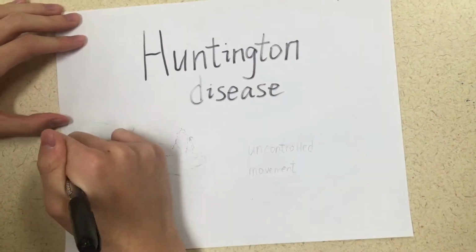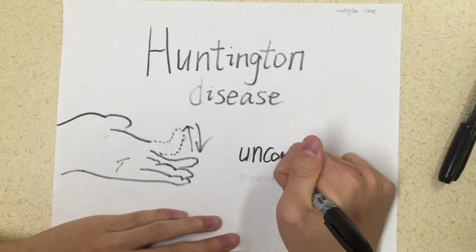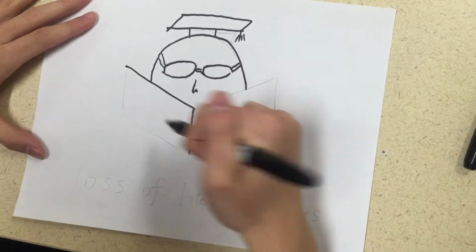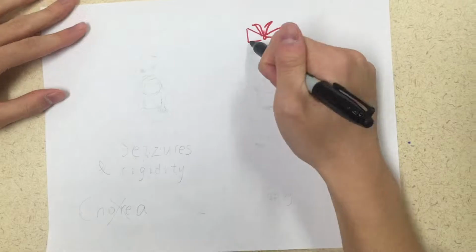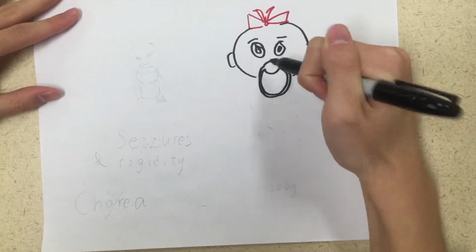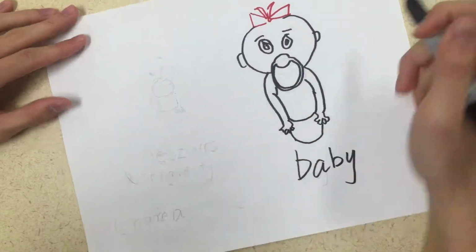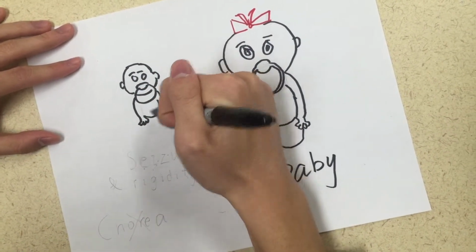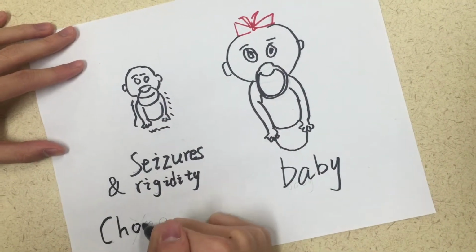Huntington's disease is a hereditary neurodegenerative disorder involving cell death in the caudate nucleus. This results in uncontrolled movements, loss of intellectual abilities, and emotional disturbances. Symptoms usually present themselves in a patient's early 30s, but may start at an earlier age, which is then known as juvenile Huntington's disease. Juvenile Huntington's disease is usually characterized by seizures and rigidity, while adult Huntington's is more often characterized by chorea, or uncontrolled movement.